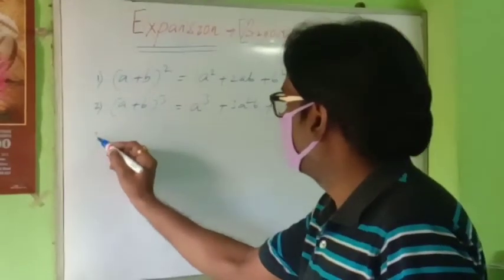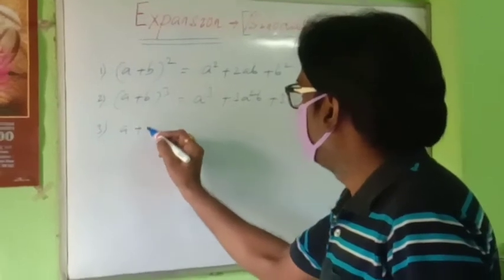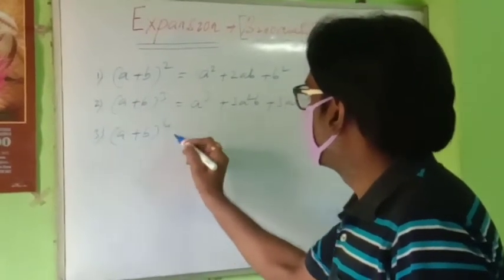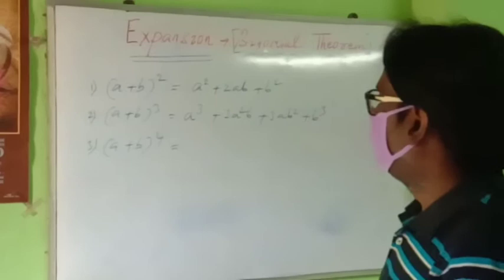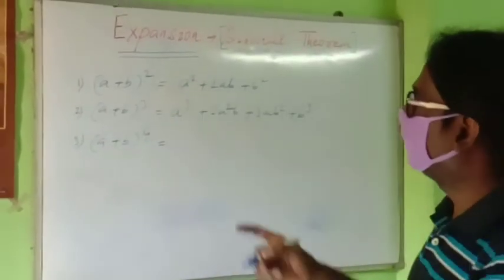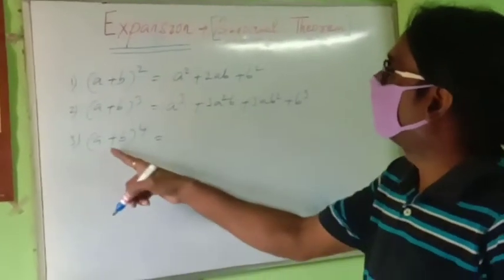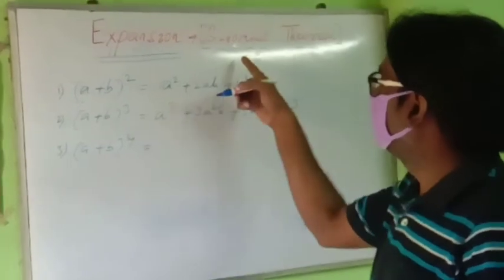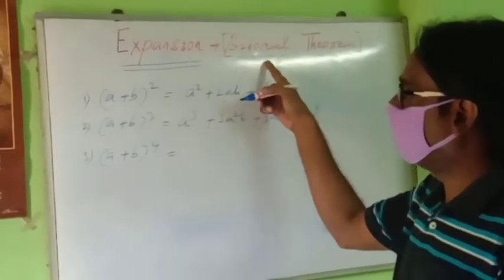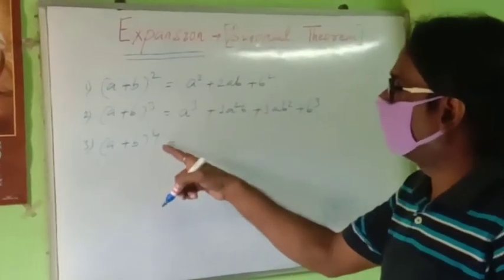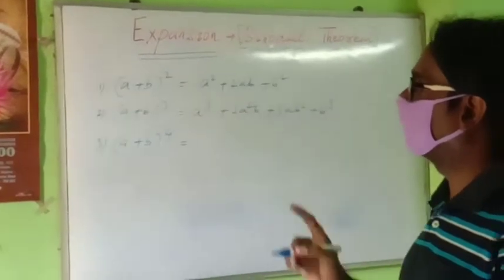Now, same process, can you tell a plus b whole to the power 4? See, if you follow the rhythm of expansion, then you can tell. This is binomial, two terms are there. Binomial theorem will give the expansion for any power, but power may be more than 2, 3, 4, like that.